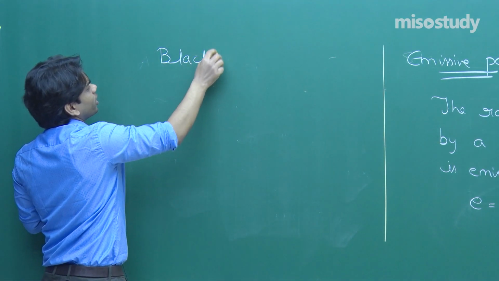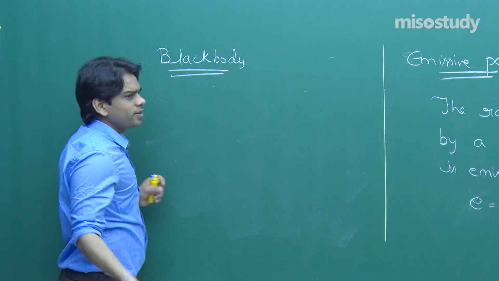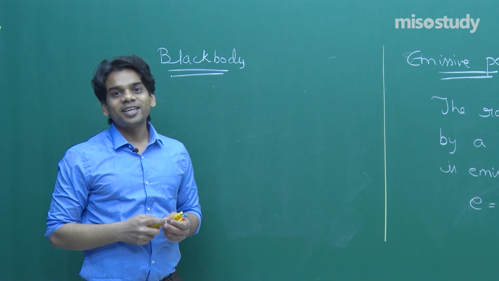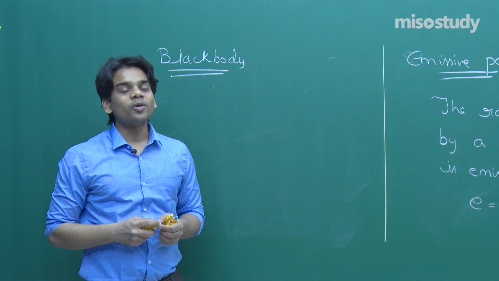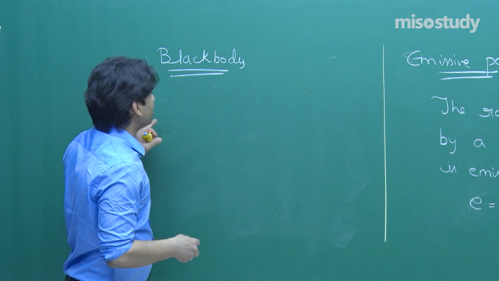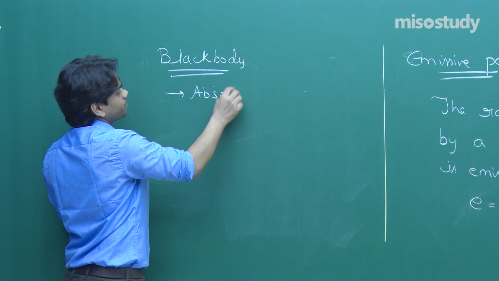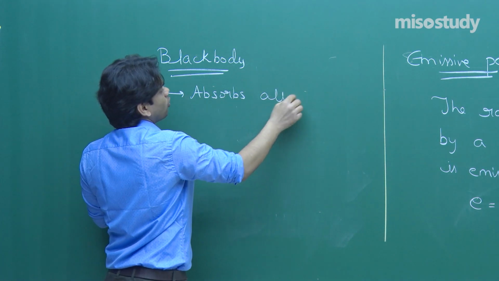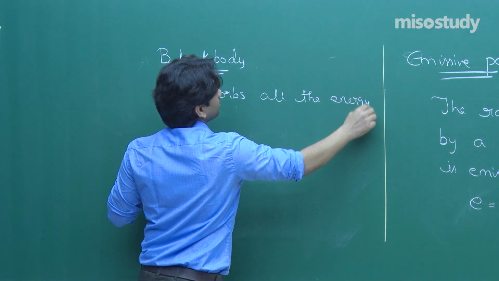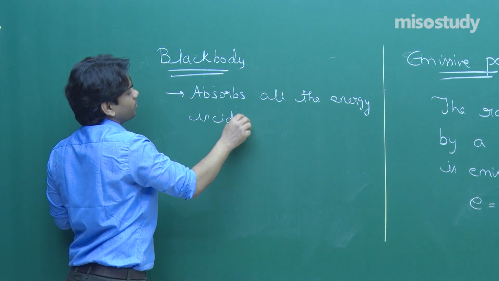Now, what is a black body? A black body is such a body which is going to absorb all the radiation incident on it. If it is going to absorb all the radiation energy incident on it, its absorptive power is going to be 1, because it's going to absorb all the energy incident on it. So, a black body absorbs all the energy incident on it. Such a body is known as a black body.